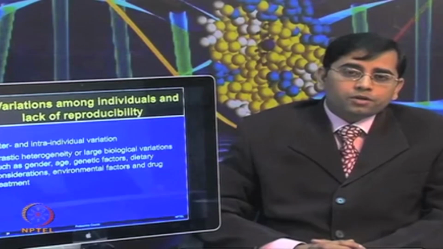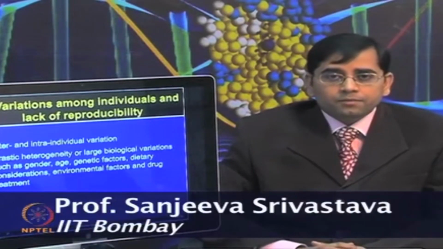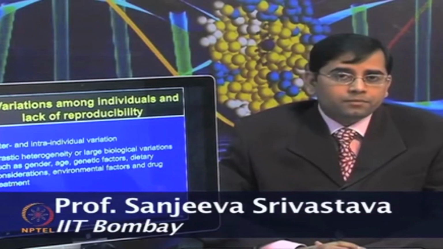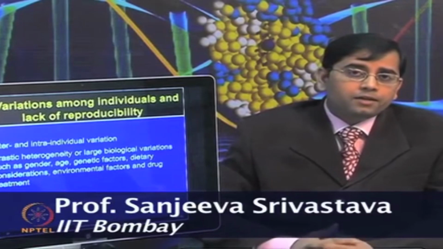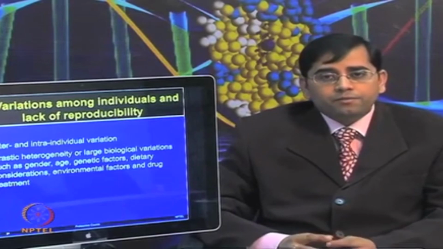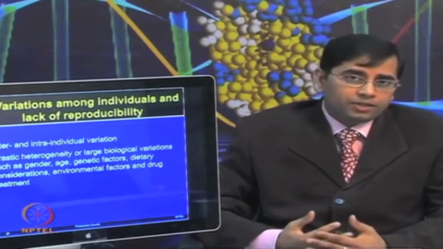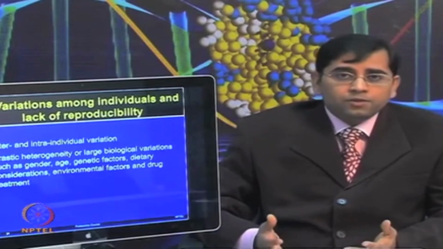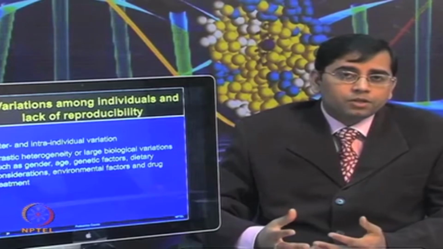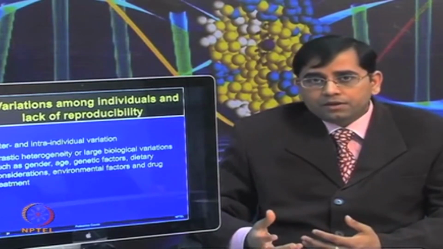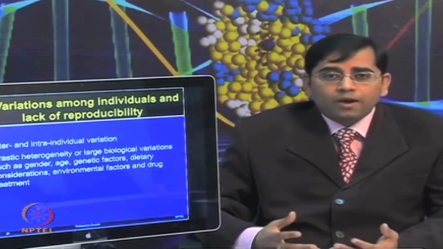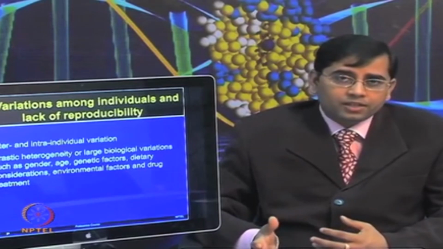Now, let us talk about the fourth point, another challenge. So, variations among the individuals and lack of reproducibility. These are some of the very major issues in clinical studies, where you have inter and intra individual variation. Intra individual variation is obviously more expected, but even within one person, due to the diet, due to different types of medication, the serum or plasma proteins can be changed. So, how to avoid these inter and intra individual variations?